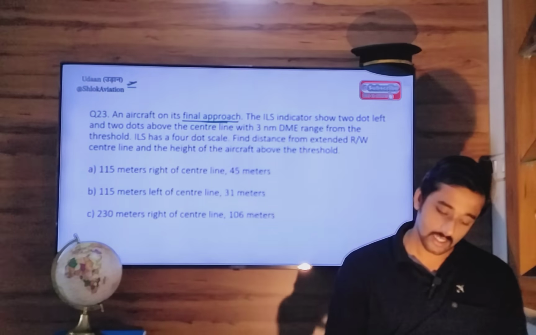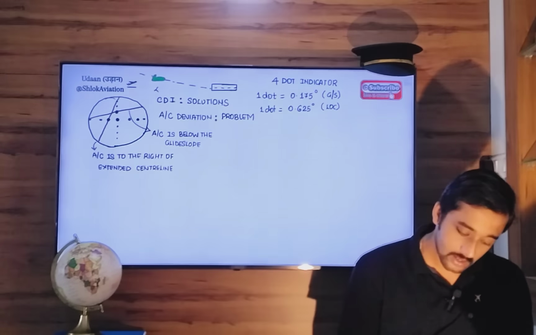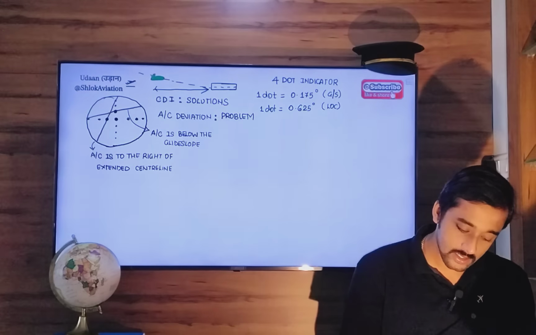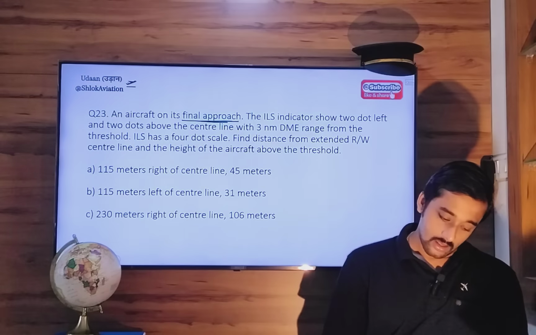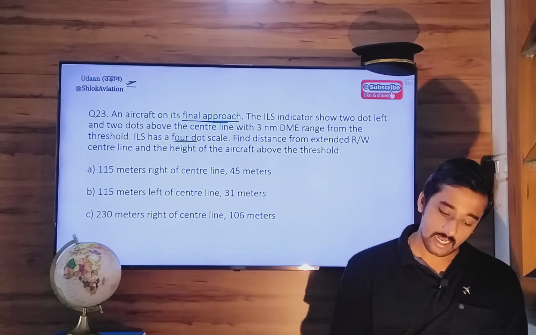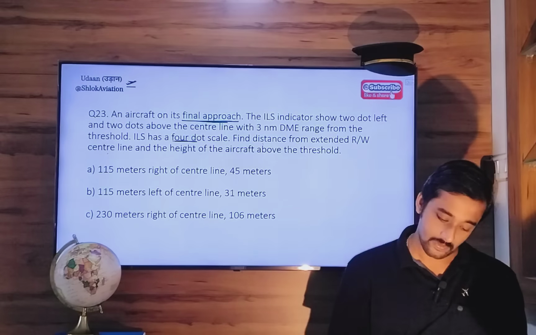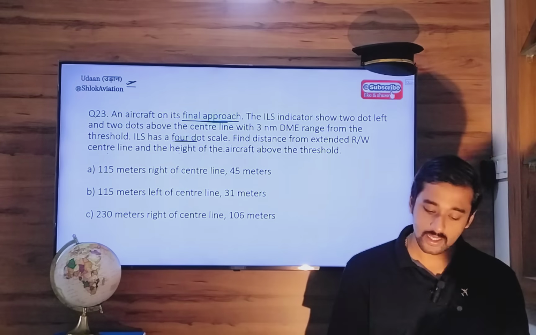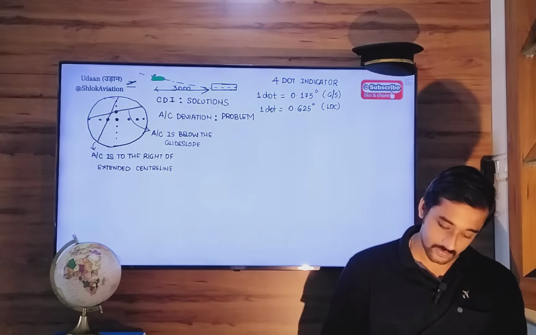Okay, next, you are 3 nautical miles from the threshold. ILS has a 4 dot scale. Find distance from extended runway center line and the height of aircraft above the threshold. That means you have to find out how much. So I will draw 3 diagrams here.